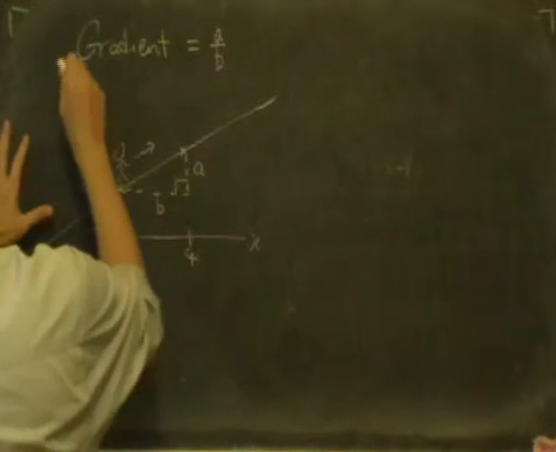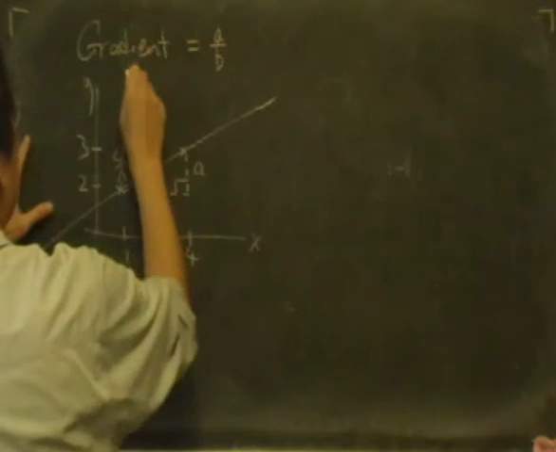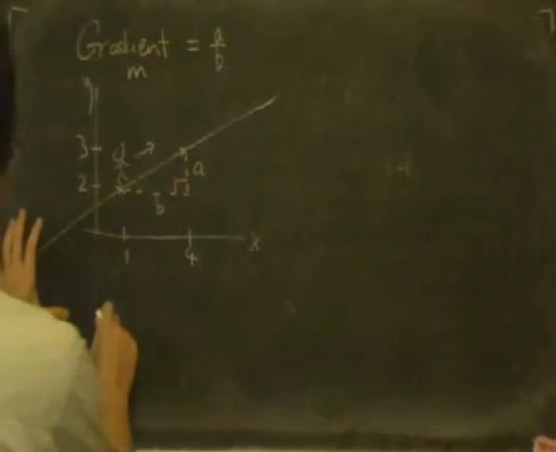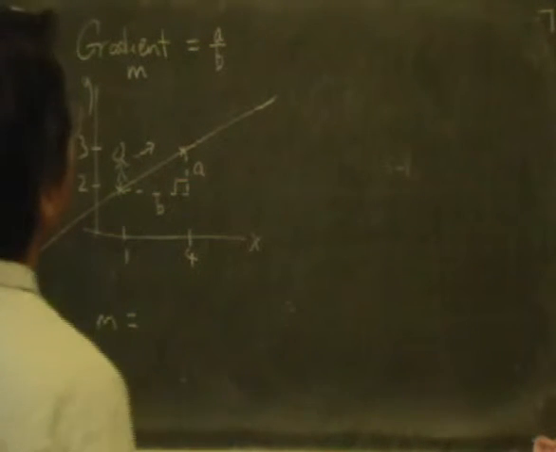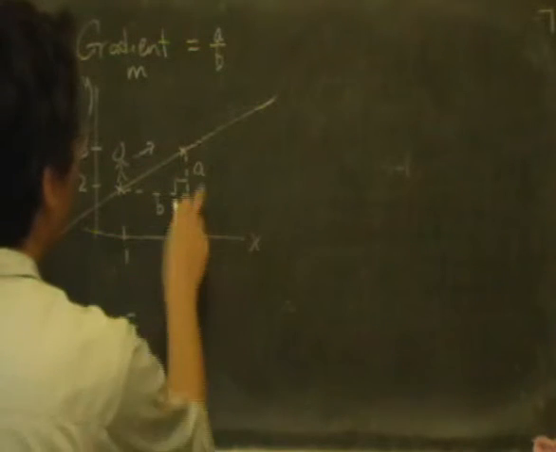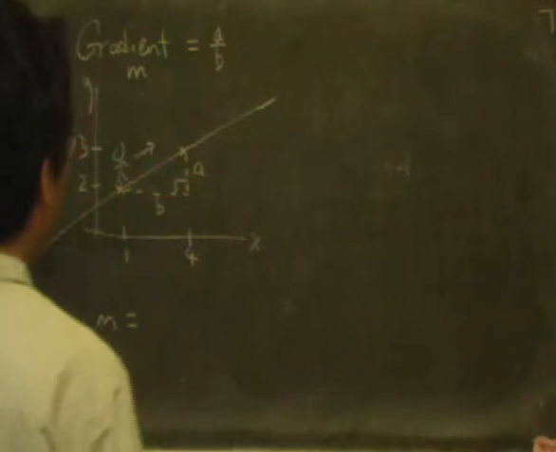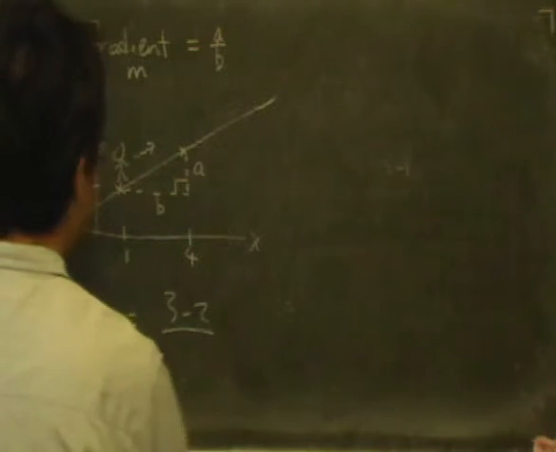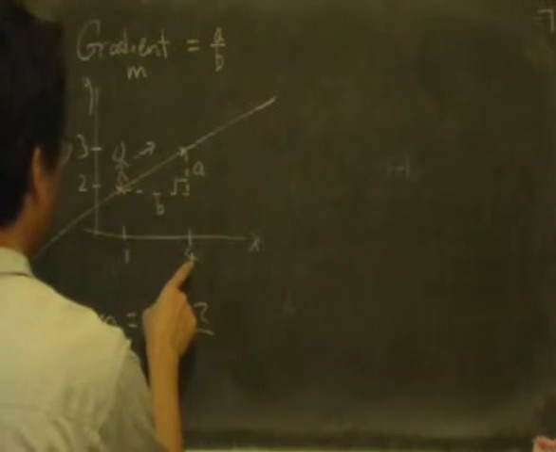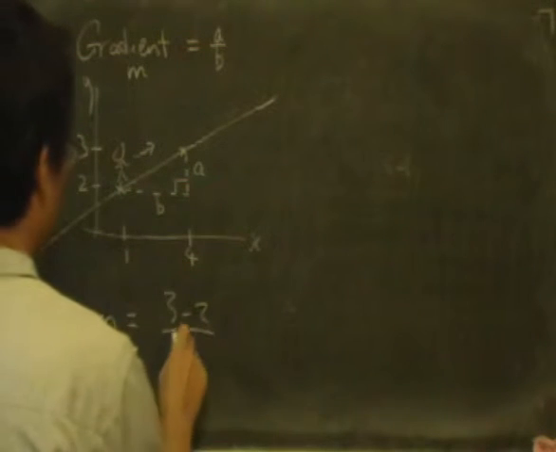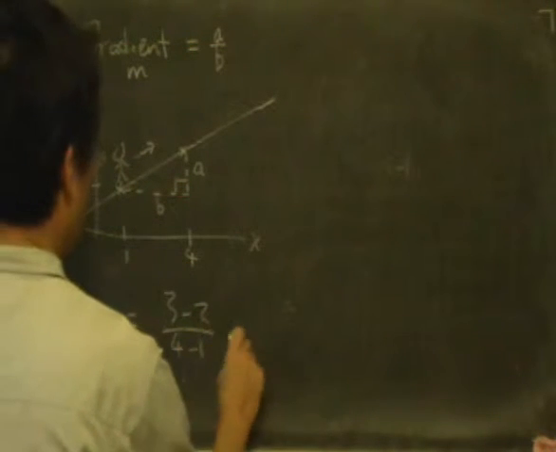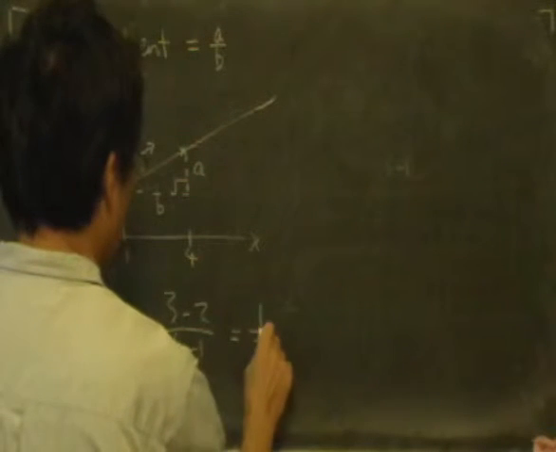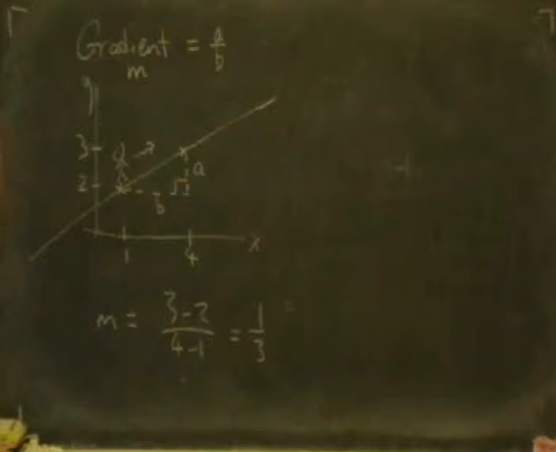Now, I'll use the symbol m to represent the gradient. So in this example, m would be a over b, and a is 3 minus 2, b would be 4 minus 1. Okay. And the answer is 1 over 3. So now I have a number for the gradient.